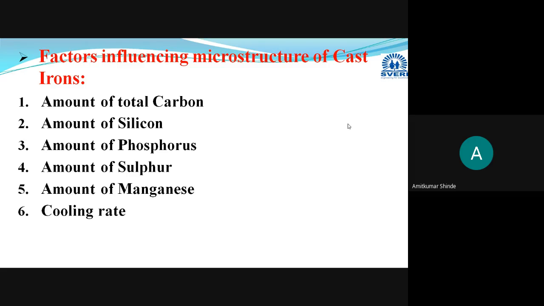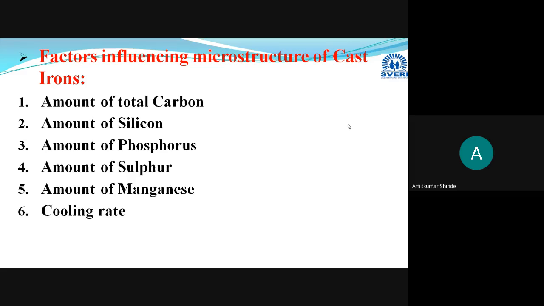Graphitization is nothing but the separation of carbon, and that separated free carbon will be termed as graphite. Are you getting this? Separation of the element carbon, or formation of free carbon, will be termed as the graphitization process. These initial three elements, carbon, silicon, and phosphorus, are strong graphitizers and they will promote the graphitization process.